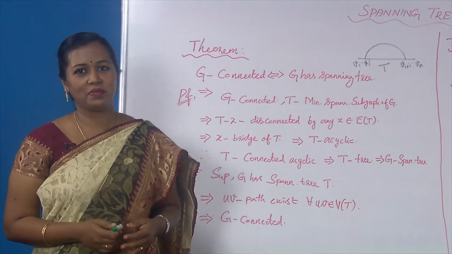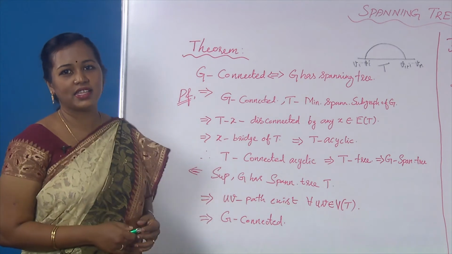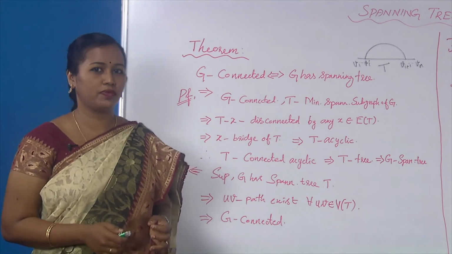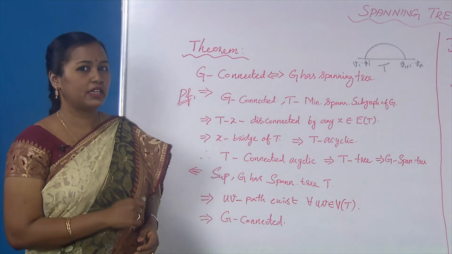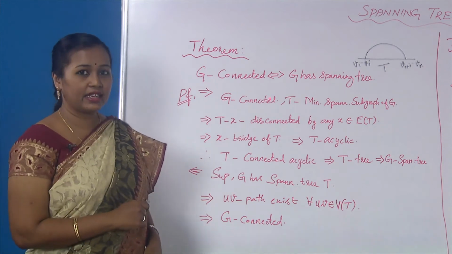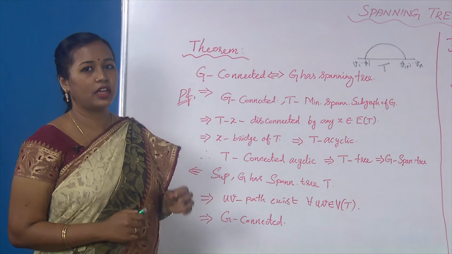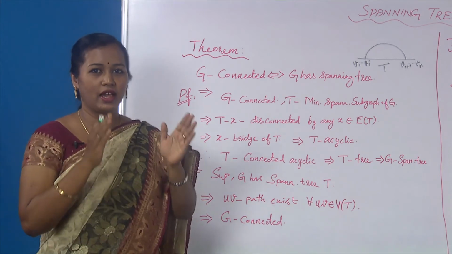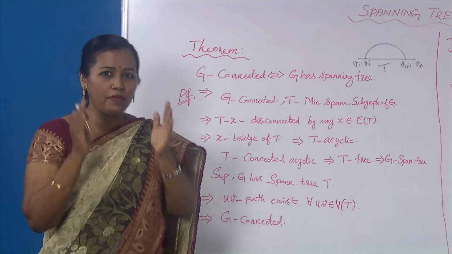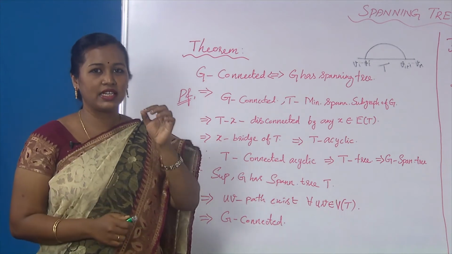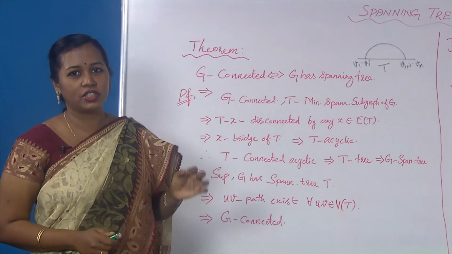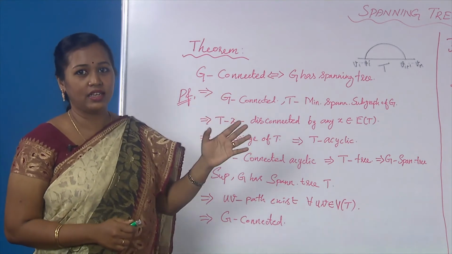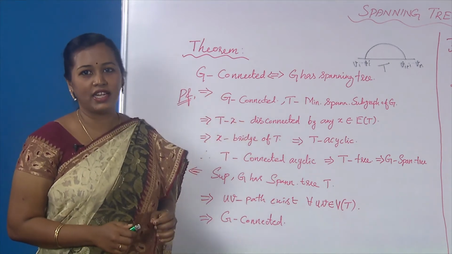Now, let us see some theorems that relate the connectedness property of a graph with that of a spanning tree. The theorem is that G is a connected graph if and only if graph G has a spanning tree. So, it is a necessary and sufficient condition for a graph to be connected that it should contain a spanning tree.